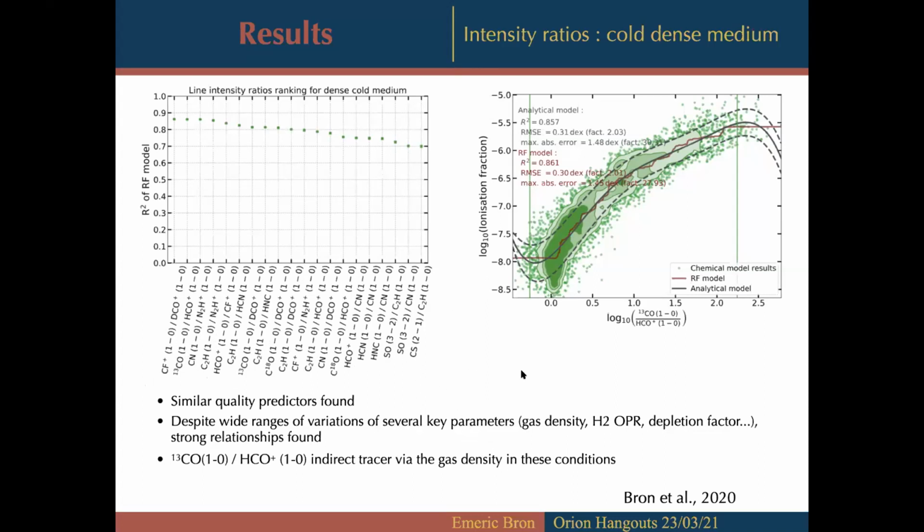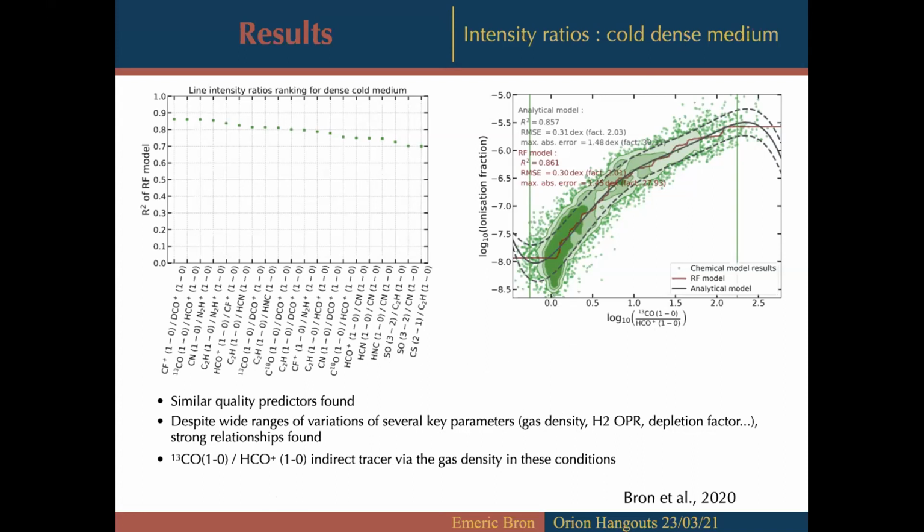And the interesting point here in particular is that we managed to find relatively tight relationships, despite the fact that in our model grid, we vary several key physical parameters by orders of magnitude, meaning that those relationships are really caused by physical or chemical reasons. And in this case, for the 13CO over HCO+ line ratio, the reason is actually not chemical, but physical, simply because in those cold dense medium conditions, this tracer actually traces the density of the gas. And we found in our models that the ionization fraction is very strongly correlated to the gas density in cold dense medium conditions.